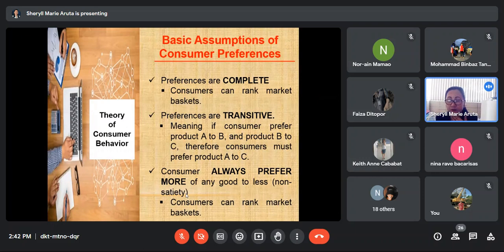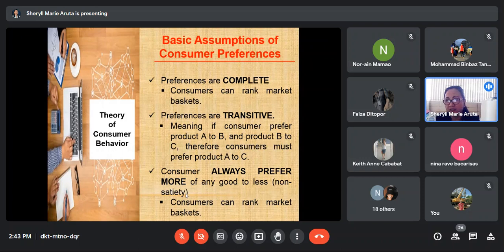No, these are what we call suppositions nga nagtuo nga ang consumer preferences are complete. So meaning consumers can have an option to rank the commodities according to their priority. So you can have the most priority, the least priority, the most important, the least important, no? Ingon ana ang ranking of commodities.